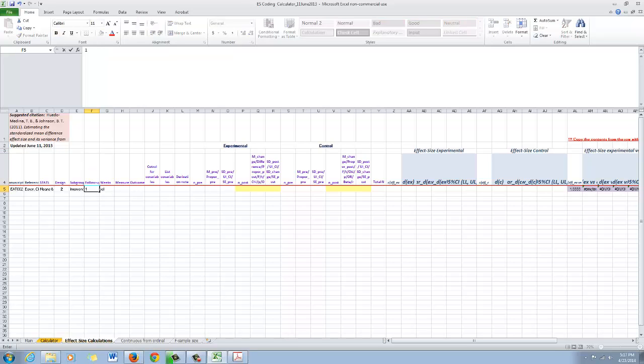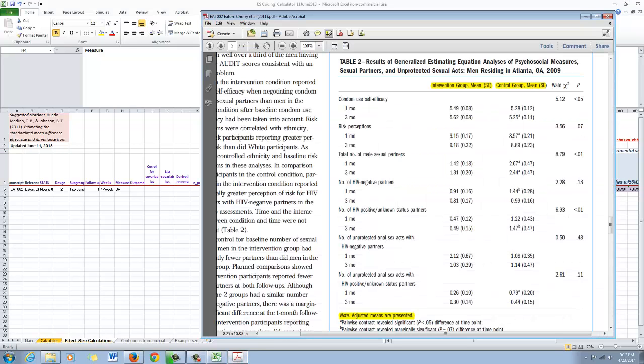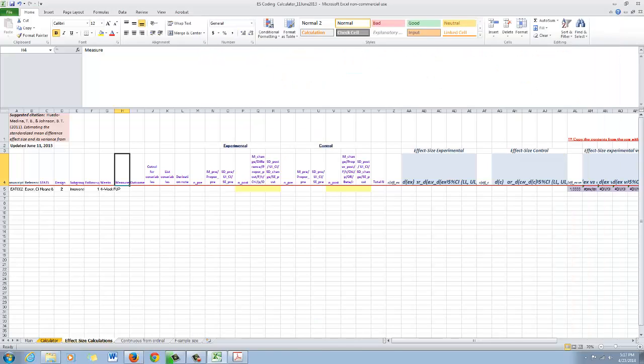So we're going to put 1 as first delayed follow-up, and we're going to put 4-week follow-up here. This column indicates the number of weeks followed up. 1 month is equivalent to about 4 weeks. We equate each month to approximately 4 weeks to simplify calculating the effect sizes in weeks. So whatever number of months the follow-up is, you're going to multiply by 4 to get the number of weeks. Then we're looking at our measure as condom use self-efficacy. We're going to enter that here.